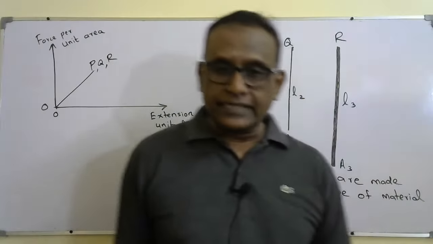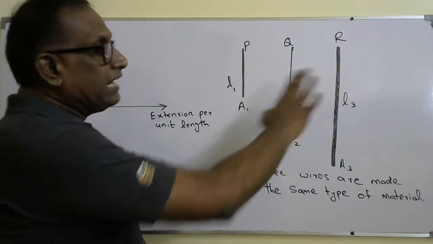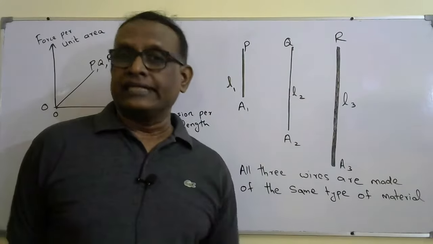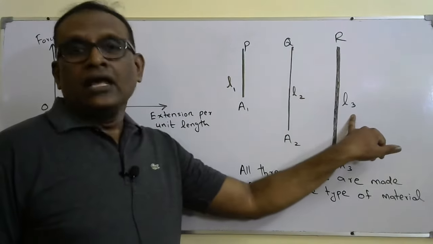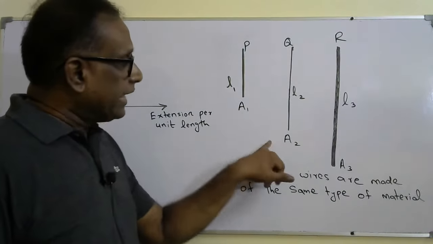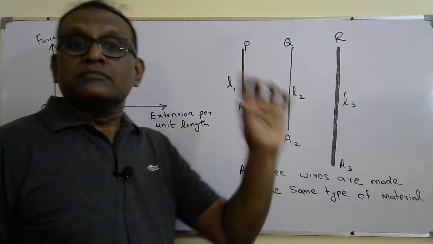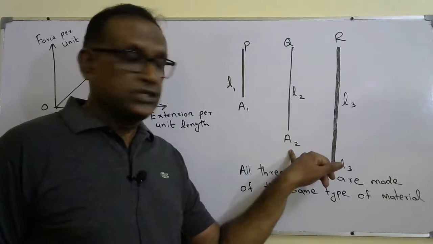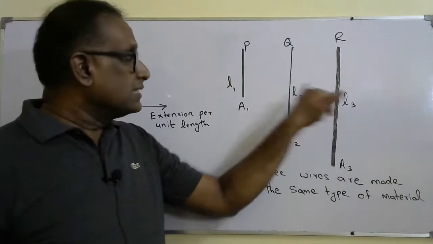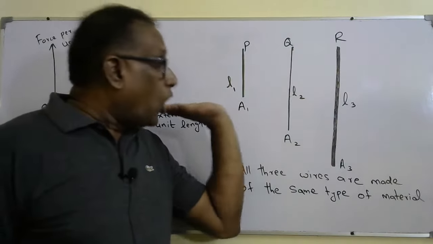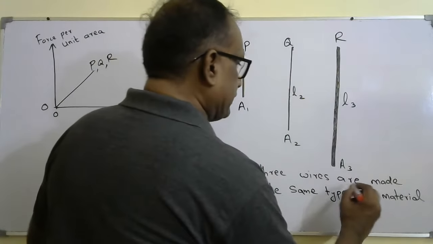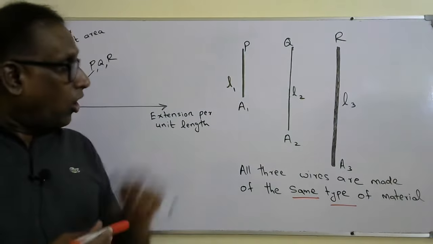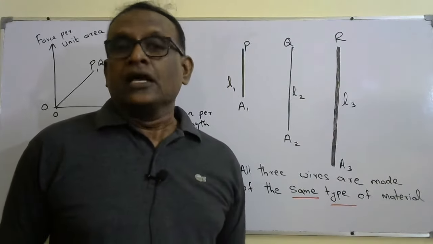Okay, so this experiment gives interesting results. Imagine there are three different wires. They have different natural lengths, L1, L2, L3, and different areas of cross section, A1, A2, A3. Imagine A3 has the much larger area of cross section, then next is A1, and the smallest area of cross section is A2. In terms of length, this is the largest length, this is the next length, this is the shortest length. But they all three are made of the same type of material, maybe copper or aluminium, whatever it is.